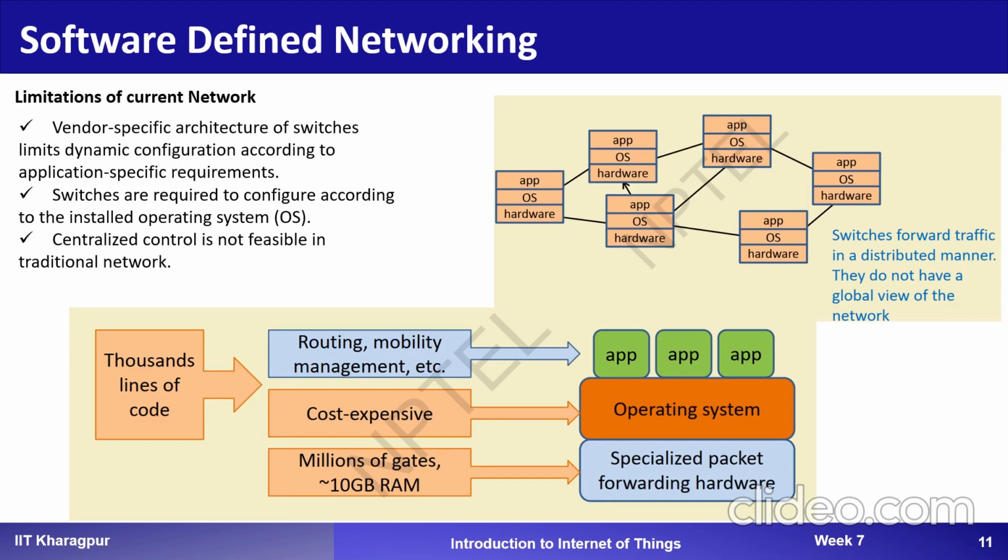This problem can be solved if there is a central controller which controls the complete network. If there is a central controller, you make changes there only. You don't have to make changes in your complete network to change the route. Now the limitations of the current network: the vendor specific architecture of switches limits dynamic configuration according to application specific requirements. Switches are required to be configured according to the installed operating system, and centralized control is not feasible in a traditional network.